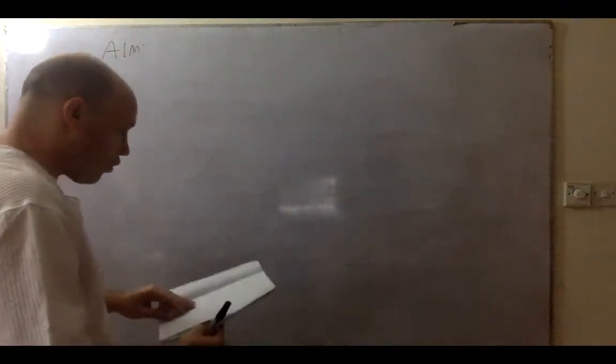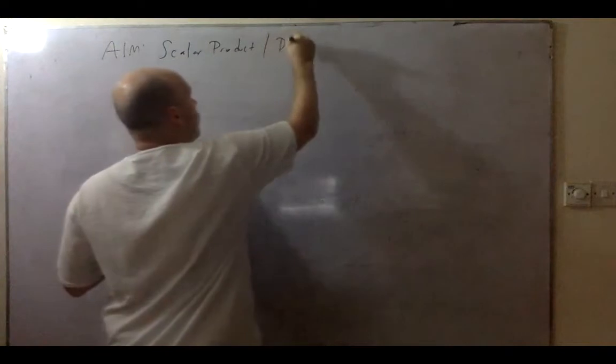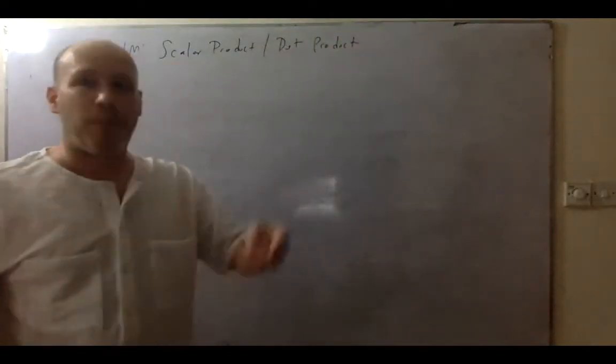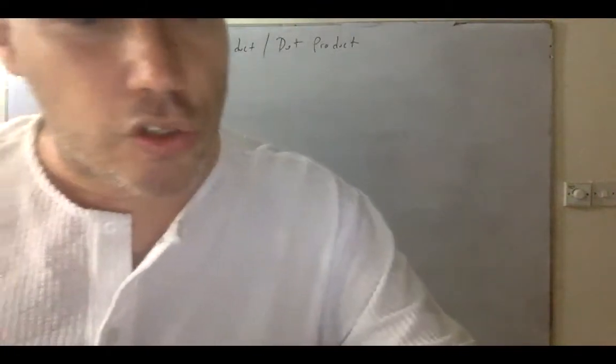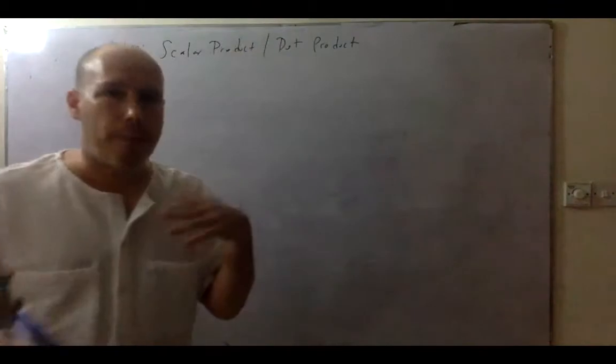Okay, let's talk about the dot product, also known as the scalar product. The idea is that we're going to combine two vectors to come up with a number. So it's known as the scalar product, but it's also known as the dot product. In the next unit, we're going to combine two vectors to come up with another vector, and that's known as the vector product. But we're not doing that here. We're combining two vectors to come up with a number.